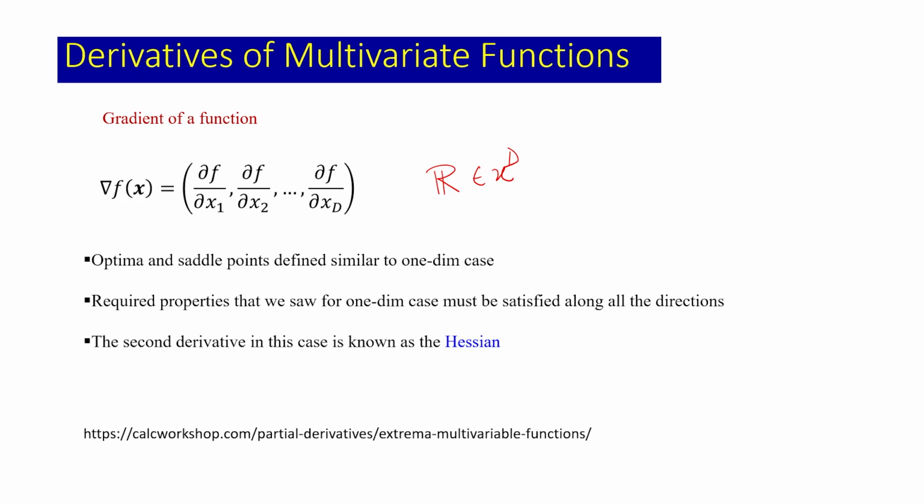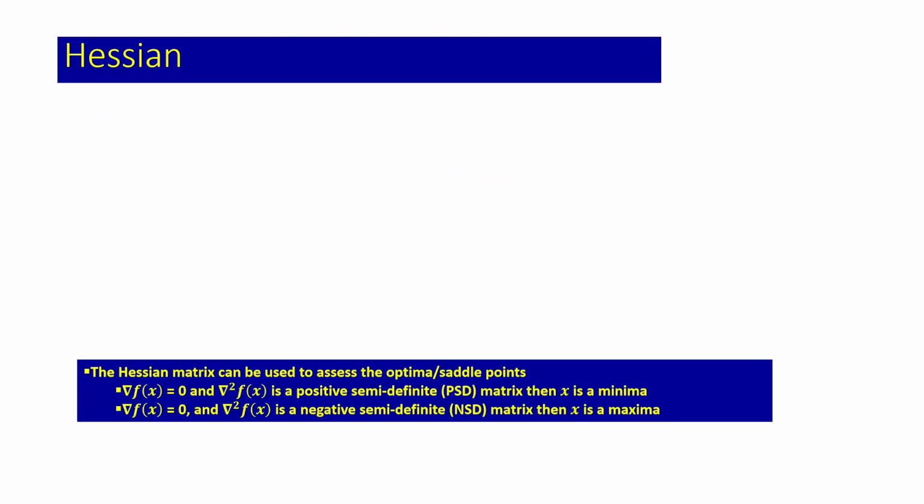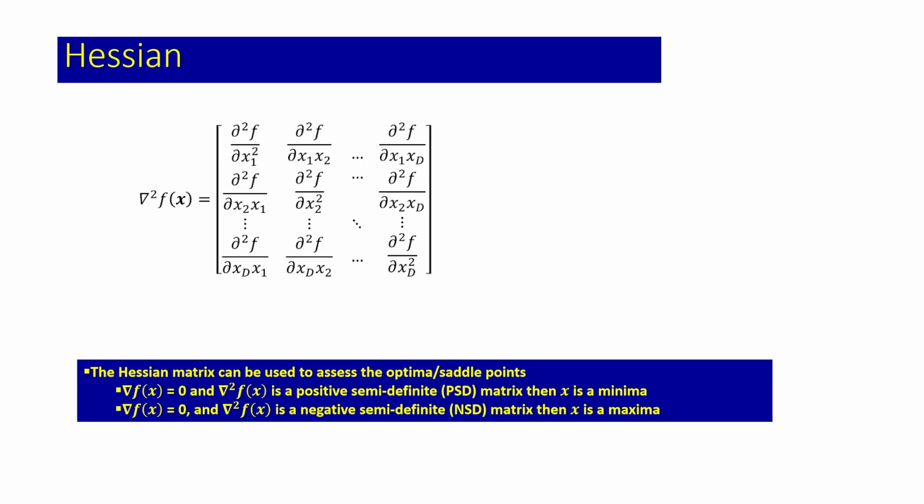So, saddle points and optimum functions can be defined like in the one-dimensional case with single-dimensional variables, but the second derivative in this case is what is measured or calculated by the Hessian. This is something different. What is the Hessian? The Hessian is nothing but a matrix of all the second derivatives.